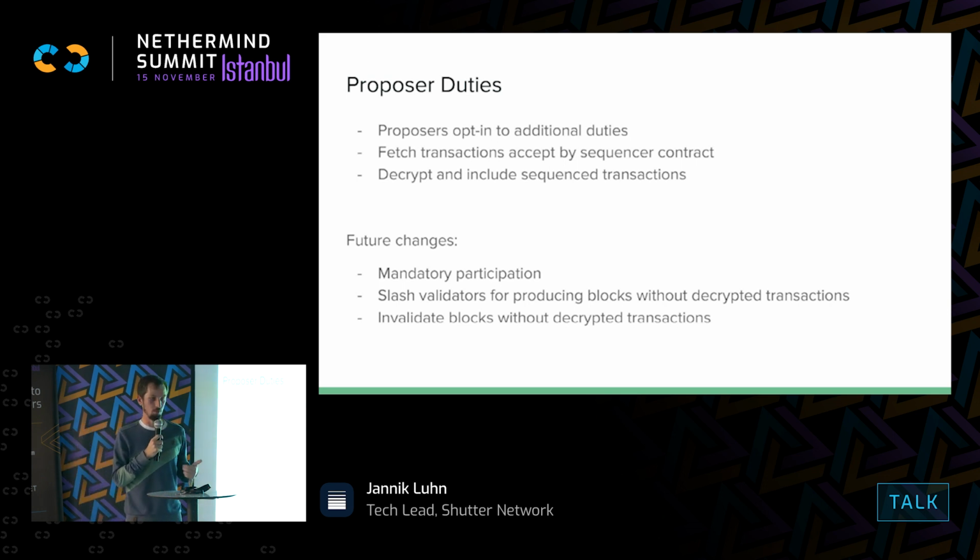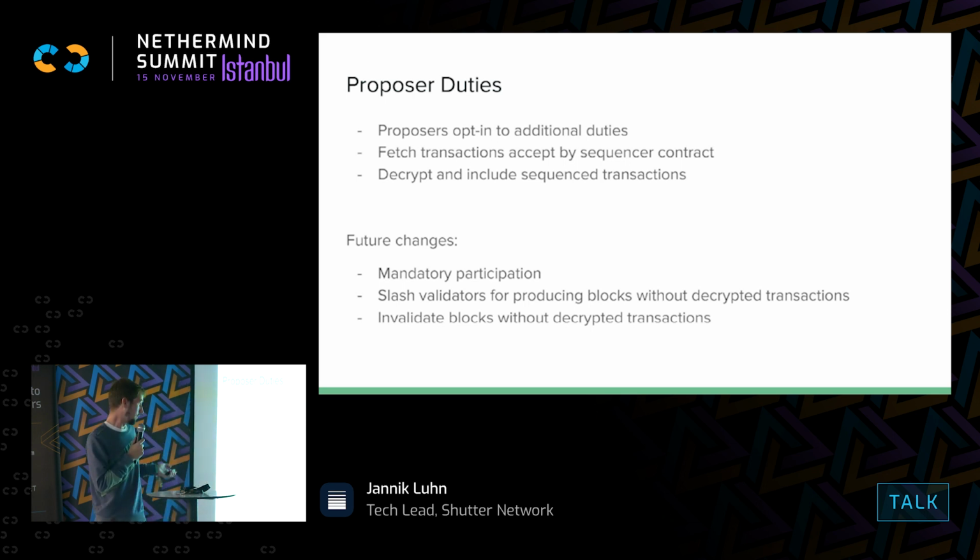In the future, we will hopefully enforce this more strongly. In the first place, we will make participation mandatory, so all validators will have to participate. Then we will, at some point, slash them if they produce blocks that do not fulfill these rules. So if they decide to produce a block, but don't include the encrypted transactions, for example, or front-run the transactions in this encrypted part, then we will slash them so that they lose some money.